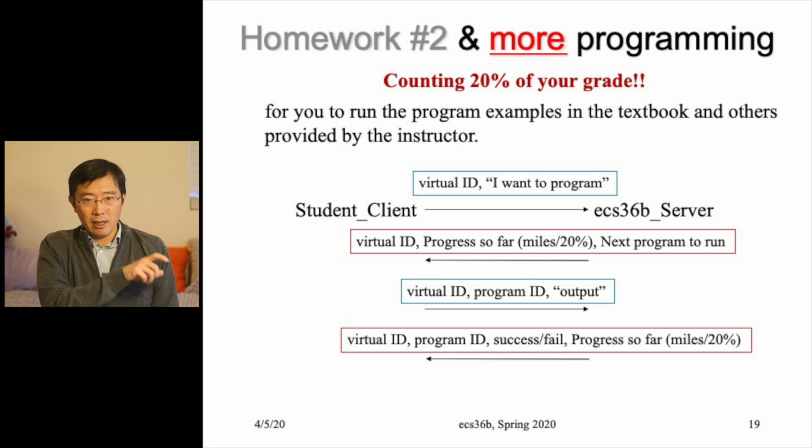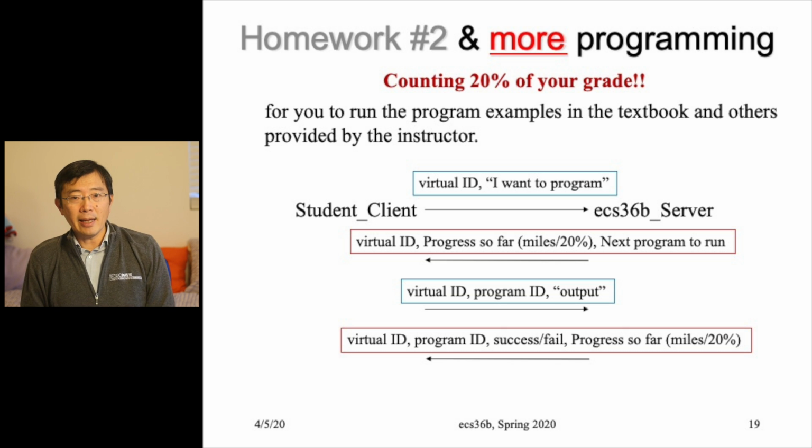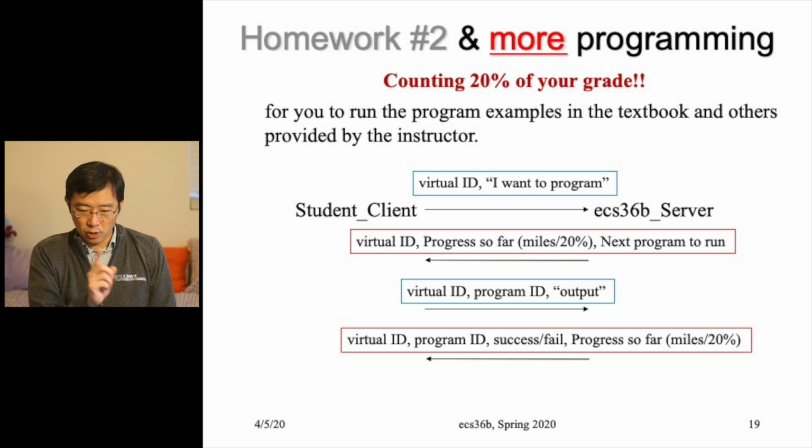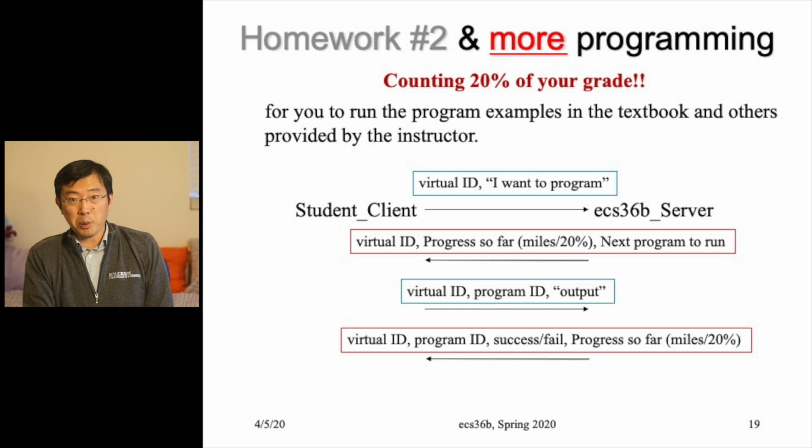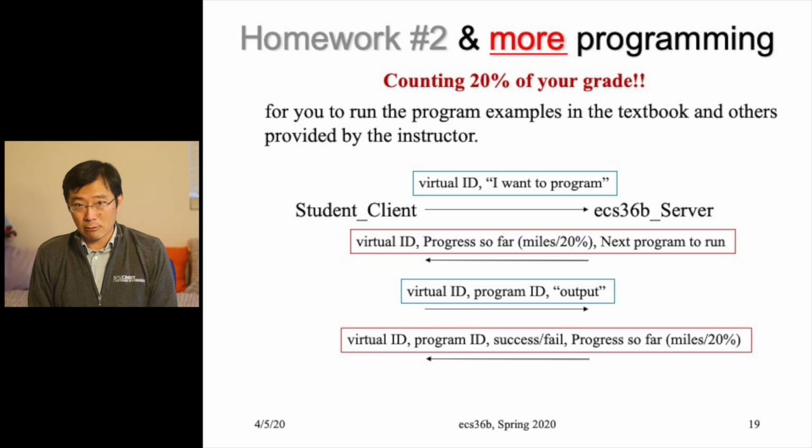You cut and paste the output from the program and put it into the JSON, and the whole thing has three parts: the virtual ID, which is your ID; the program ID, which program you're working on; and then the output. And then the server will immediately get back to you to say not just the virtual ID and program ID, but whether that output is successfully submitted or actually not correct. If it's not correct, of course, you need to try again until you get it right.